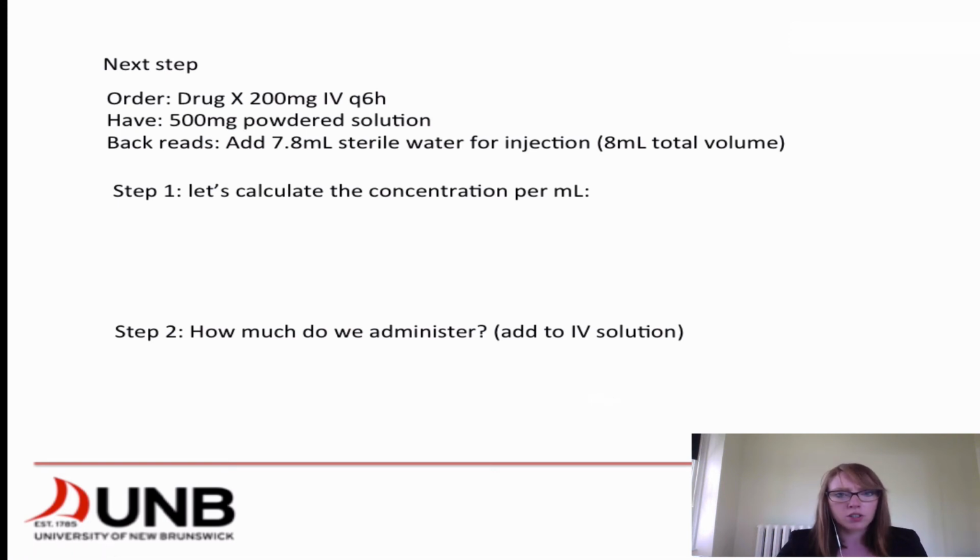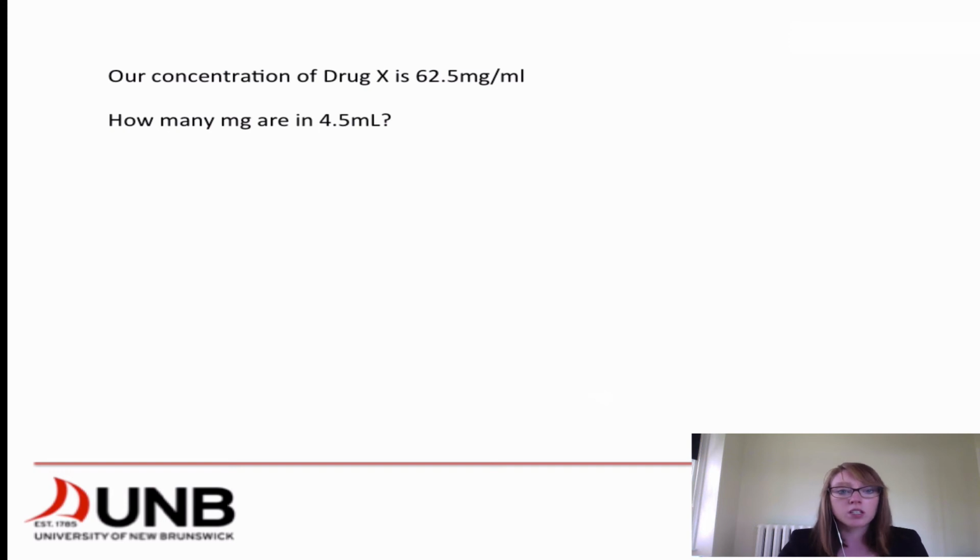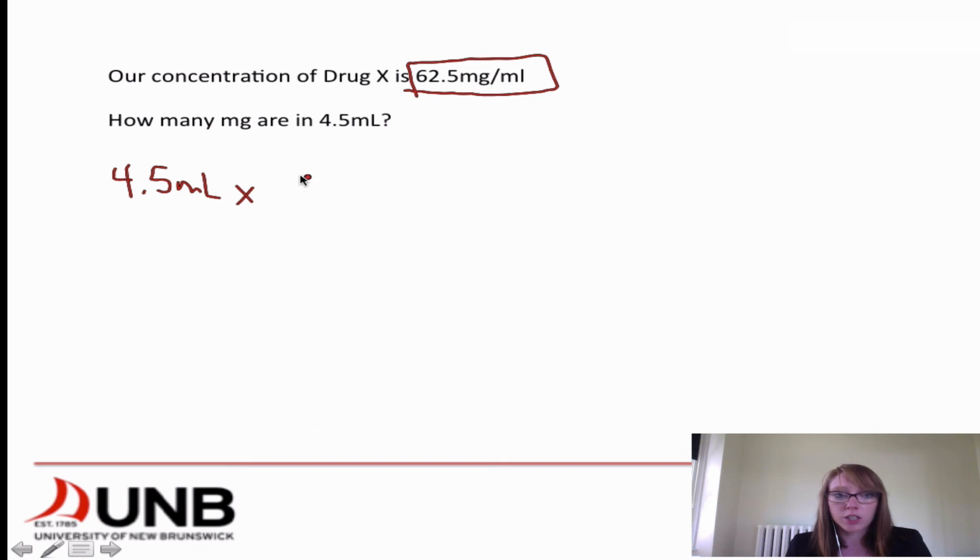The next part of the question that I'm going to do is sometimes we need to know how many milligrams are within a certain amount. So for this one, we want to know how many milligrams are in 4.5 mils. We know that there is 62.5 milligrams per 1 mil. So we can simply cancel out units. So we have 4.5 mils, and we know that we want to end up with the milligrams. That's what we're looking for. So we have 62.5 milligrams per 1 mil.